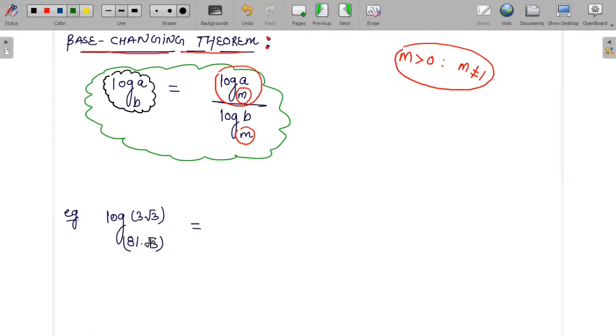We need to find the value of log 3 root 3 to the base 81 root 3. I can write this as log 3 root 3, and in the denominator I have log 81 root 3, correct? I haven't mentioned their base. That means I'm considering log to the base 10. Now this 3 root 3 can be written as 3 to the power what? 3 to the power 3 by 2.